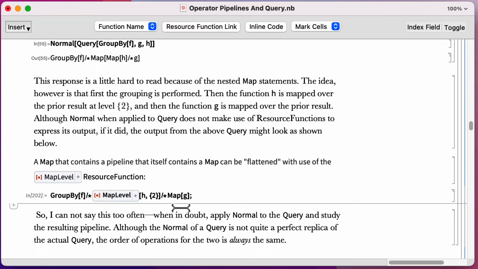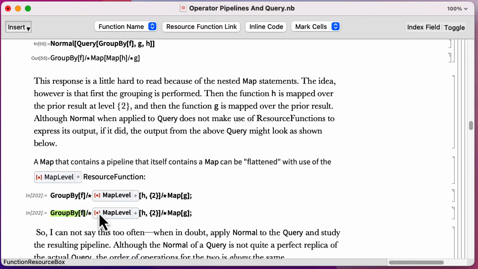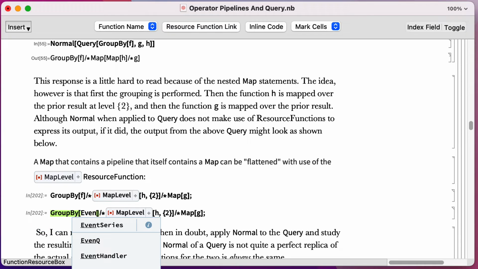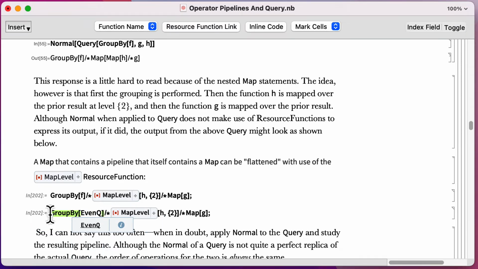So maybe I could be concrete here. Instead of mapping by an abstract function f, let's map by whether the number is even. And let's just take this pipeline and apply it to the list 2, 3, 4, 7, 9, 11, 12, 0. Okay, so let's see. First it's going to split it into 2 lists in which we'll have the 2, 4, 12, 0 list and the 3, 7, 9, 11 list. Then it's going to map H over that, and then it'll map G.